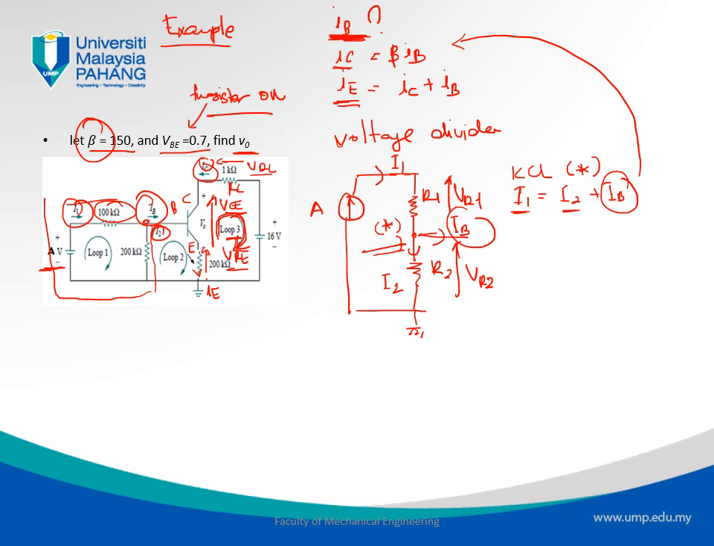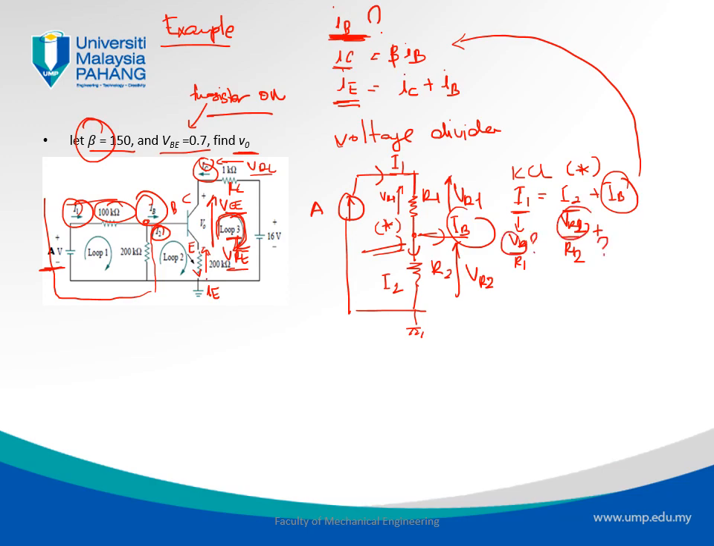So how do you find I1? I1 is the current that goes across R1. Of course, if we write Ohm's law, with the voltage across R1 as VR1, I1 is VR1 over R1, right? And I2 is the same thing, but now it's VR2 over R2. So the question now is, what is VR2 and what is VR1?